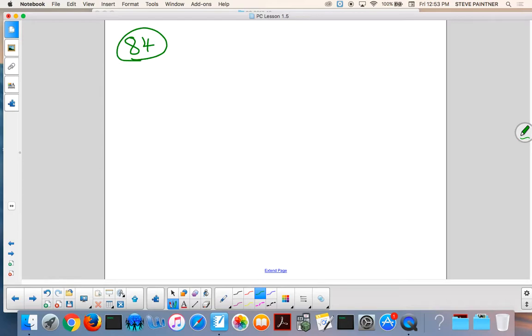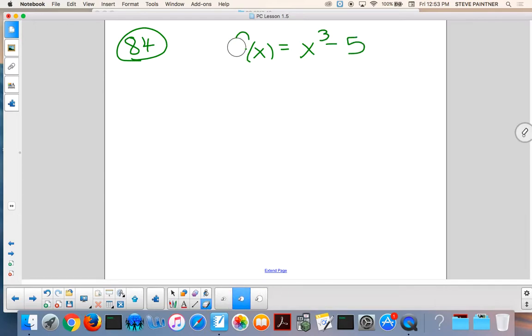Okay, ready? It's h of x equals x cubed minus 5. X cubed minus 5. Gotcha. And it's h, I guess, so I'll change to h. Okay. Here we go. Check to see if it's even. Check to see if it's odd.